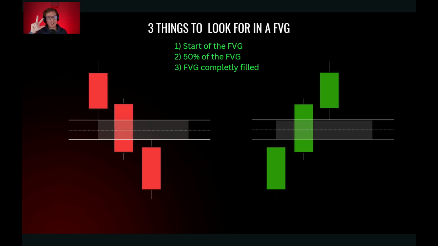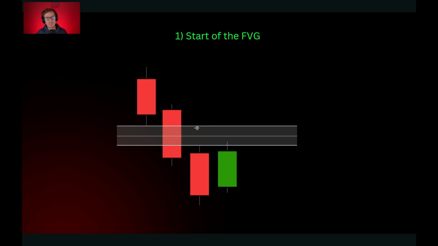3 things to look out for with fair value gaps. So you'll see we get fair value gaps that are created, and then we wait for price to come to those fair value gaps. Once price comes to those fair value gaps, we want to see how it interacts with the fair value gap. Is it just tapping into the beginning of the fair value gap, or is it tapping into the 50% of the fair value gap, or is it actually going through the whole fair value gap?